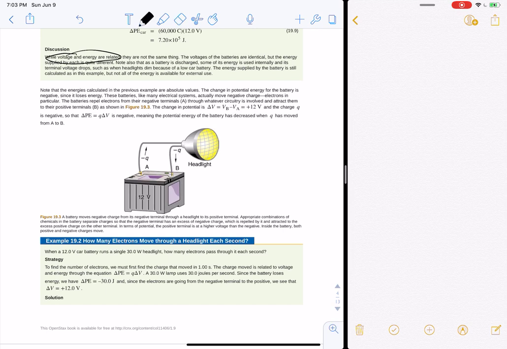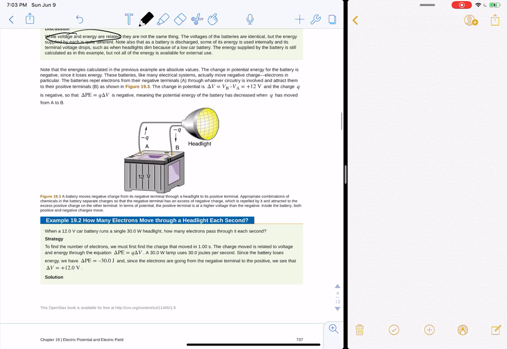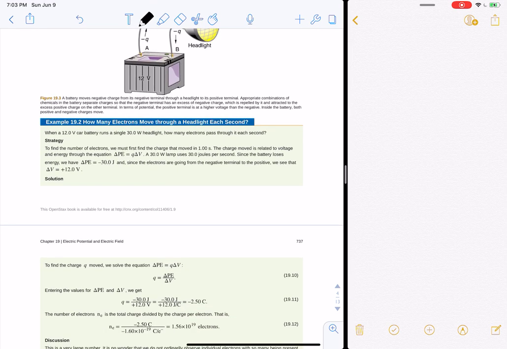So let's say you've got a battery which we can draw like this, and then we can say that's the plus side and the minus side, and we draw a loop around. Well, the charge would be flowing this way, heading towards the positive side of the battery. Not super important, but just a rule that we have. Okay, so here's a question. How many electrons then move through the headlight each second?